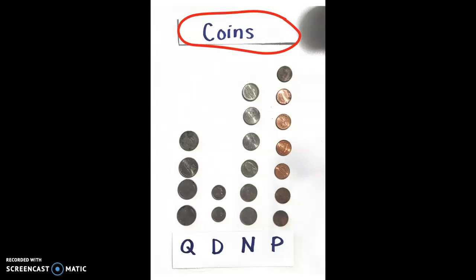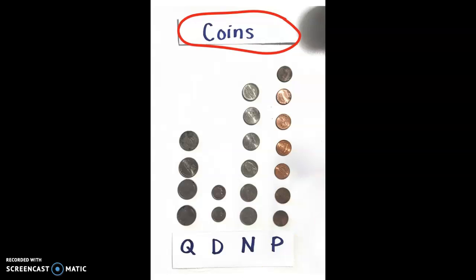Then down at the bottom you'll notice that I have some letters. A Q for quarters, a D for dimes, and an N for nickels, and a P for pennies. I want y'all to also notice how I lined up each of my coins. So where I put my first quarter is where I also placed my first dime, my first nickel, and my first penny.